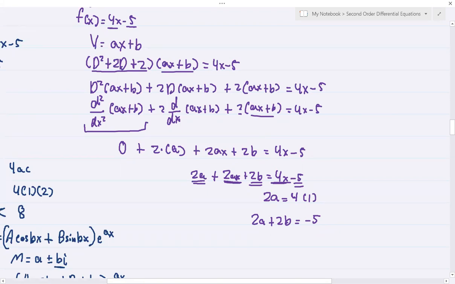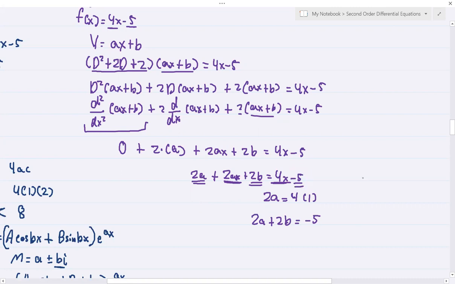In here, on the left side, we have 2a and 2b. These two are your constant terms. The main reason they are constant terms is because your a and your b, despite being letters, still act as constants. So constant times constant is still a constant term. Therefore, 2a and 2b are the constant terms on the left side, and on the right side, we have a constant term of negative 5.